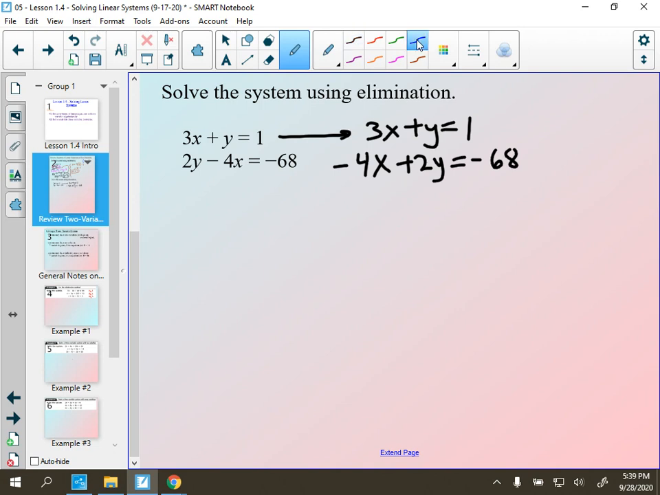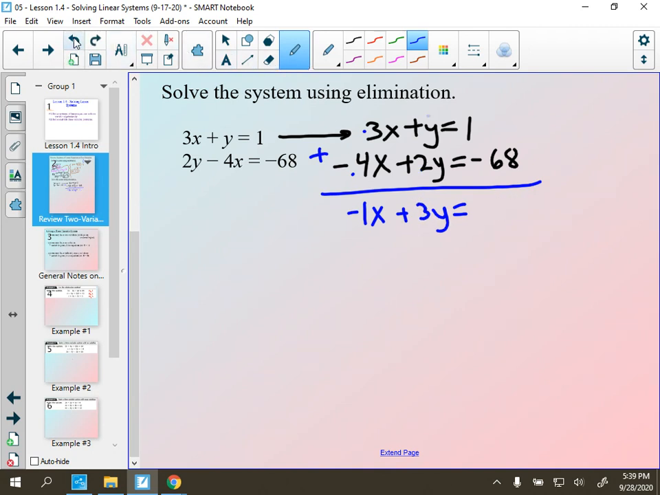All right, so from here, we want to eliminate a variable through addition. So right now, if I were to add these, what's going to happen? 3x plus negative 4x is negative 1x. 1y plus 2y is 3y. And 1 plus negative 68 is negative 67. Well, I didn't help myself out much because I'm still left with something that has an x and a y that I can't solve for. There's an infinite amount of solutions here, combinations for this. So I need a different strategy.